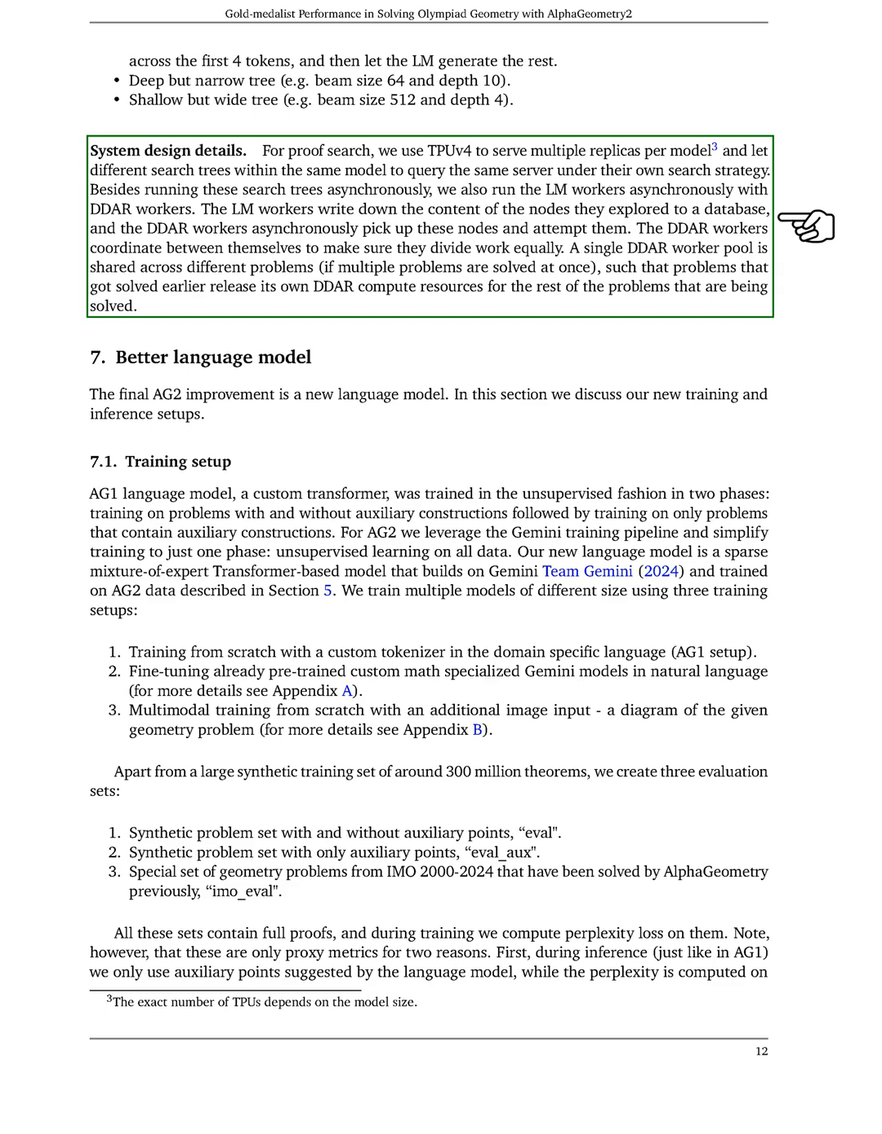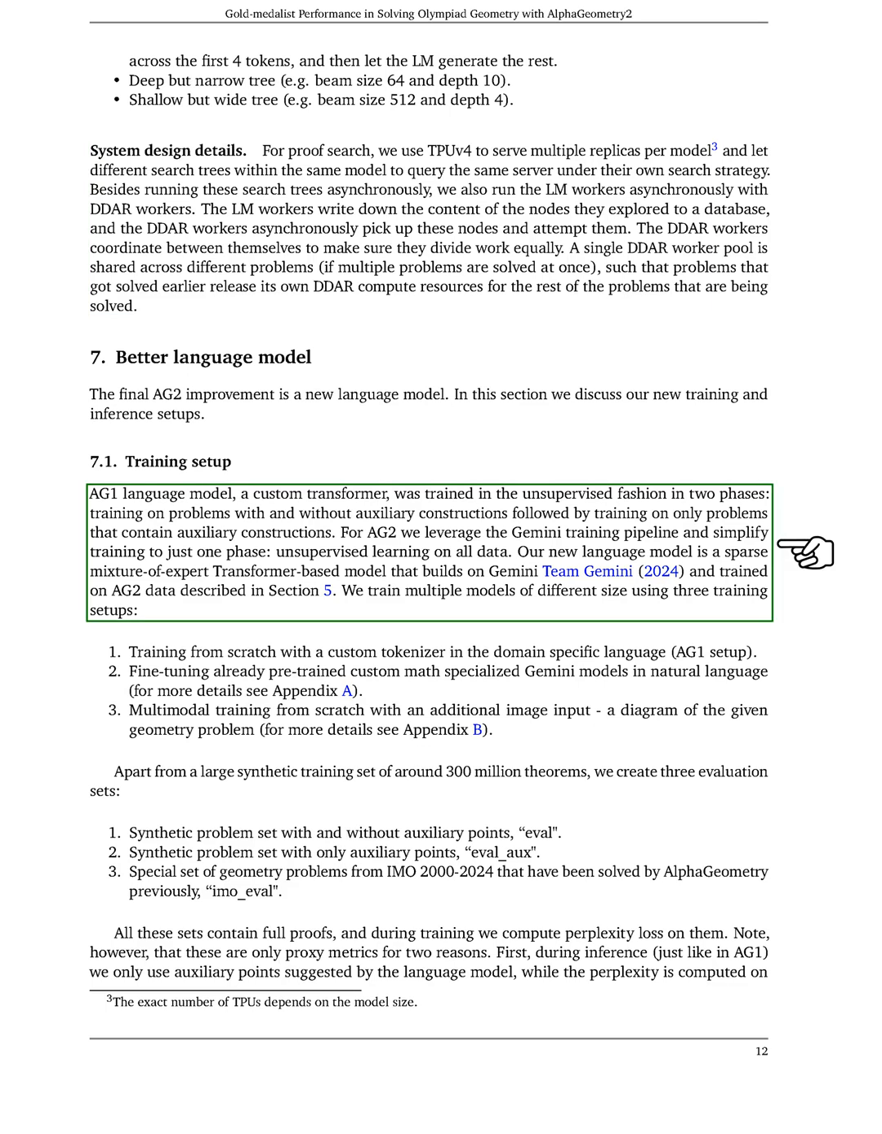Next, we introduce a better language model. The AG1 language model, which is a custom transformer, was trained in two phases, first on problems with and without auxiliary constructions, and then solely on those with auxiliary constructions. For AG2, we streamlined this process to a single phase of unsupervised learning on all available data. Our new language model is a sparse mixture of experts transformer model built on the Gemini framework and trained on AG2 data. We train several models of varying sizes using 3 setups: training from scratch with a custom tokenizer for domain-specific language, fine-tuning pre-trained math-specialized Gemini models in natural language, and multimodal training from scratch that includes an image input of the geometry problem.